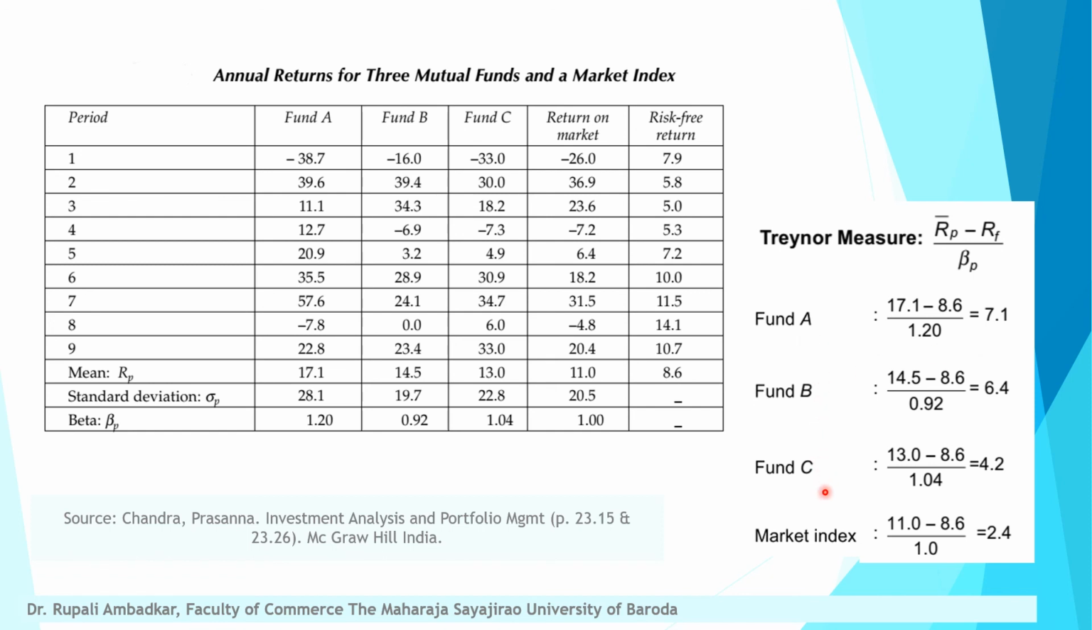Similarly, we can calculate for fund A, fund B, fund C, as well as for the market index. For comparison between the funds, we can look at Treynor's measure here and find out which one is better performing. If we have to compare it with the market index, we can compare 7.1 and 2.4 and find out whether the fund has outperformed or not. And yes, it has outperformed the market. So in this way, we can calculate Treynor's measure.